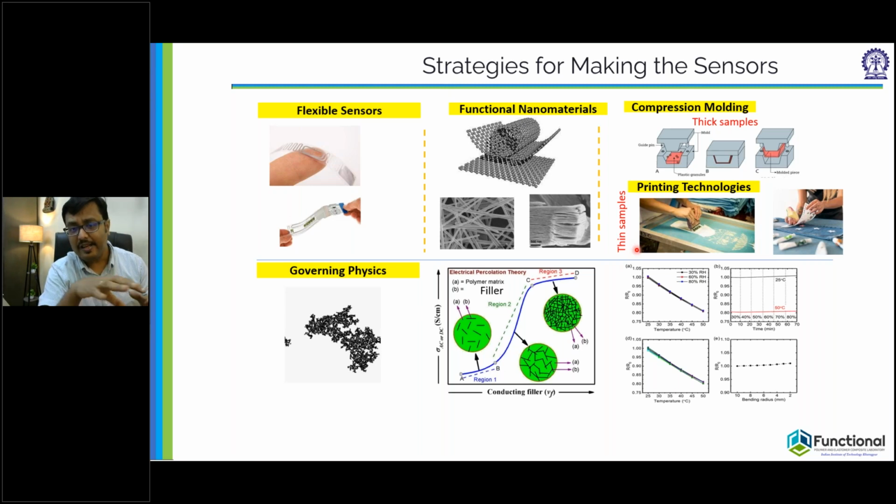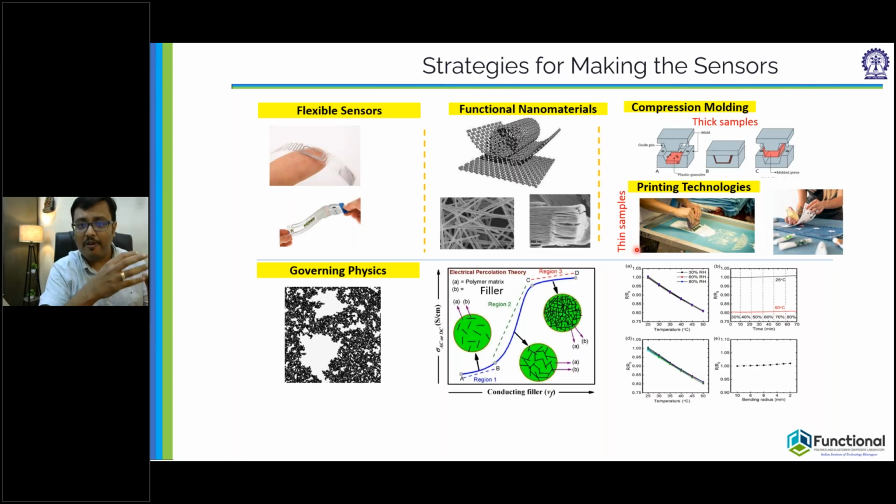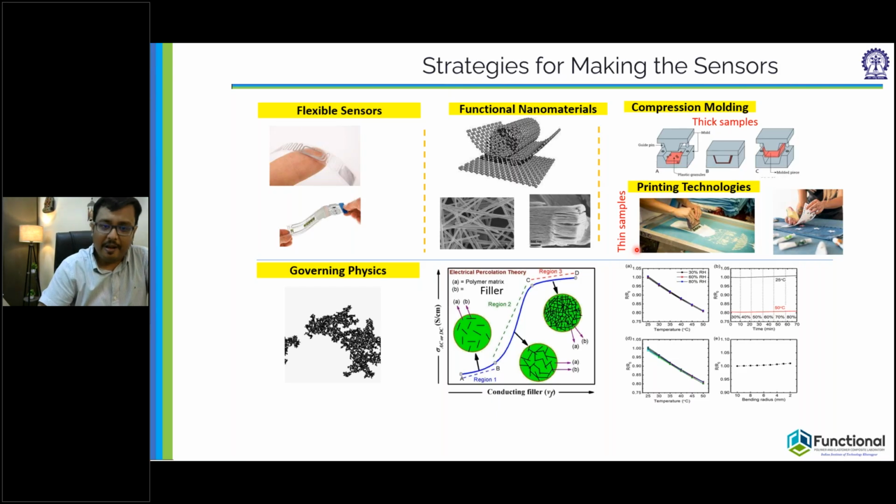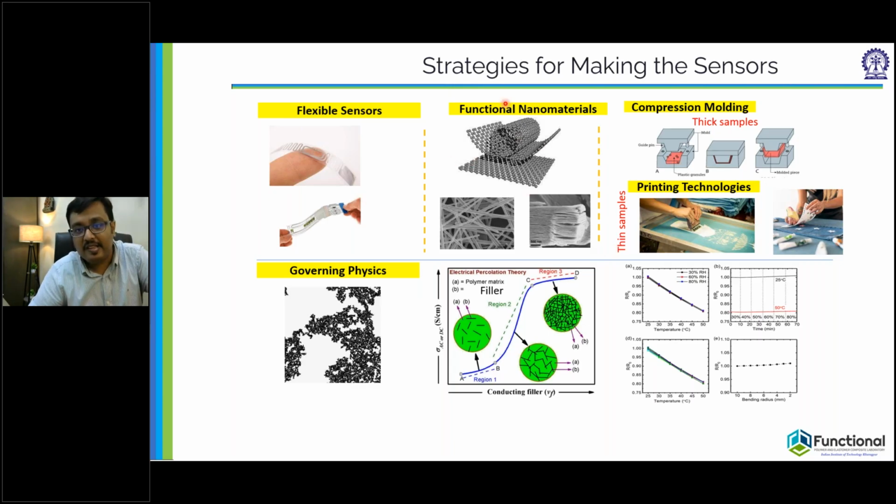The typical nanomaterials we take here range from multi-walled carbon nanotubes. It can be graphene. It can be a hybrid of carbon nanotubes and graphene. And then there is a new class of ceramic material known as MXenes, which are also being added into the rubber. So the rubber brings in the flexibility and the nanomaterial brings in the electrical conductivity into the system.